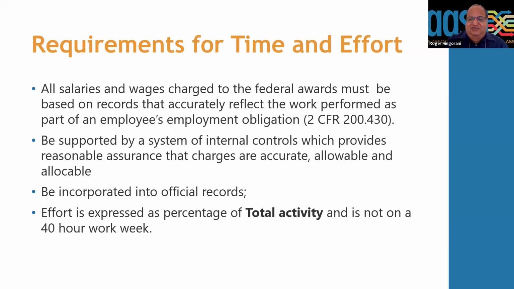The time and effort is not a 40-hour work week. If you work 60 hours, 70 hours, it's looked at as a total activity. So if you work 40 hours and if you work 20 hours for the particular program, then that's 50% of the time that you spent on that program. If you work 60 hours and you only work 20 hours on the program, then you basically work 1/3 on that program. So it's not a 40-hour work week, it's 100% of your time that you spent, and then it's divided by how much of that time you spent on that particular grant.